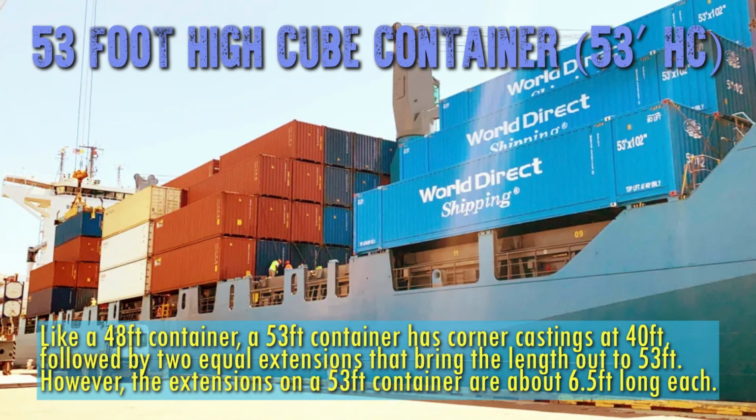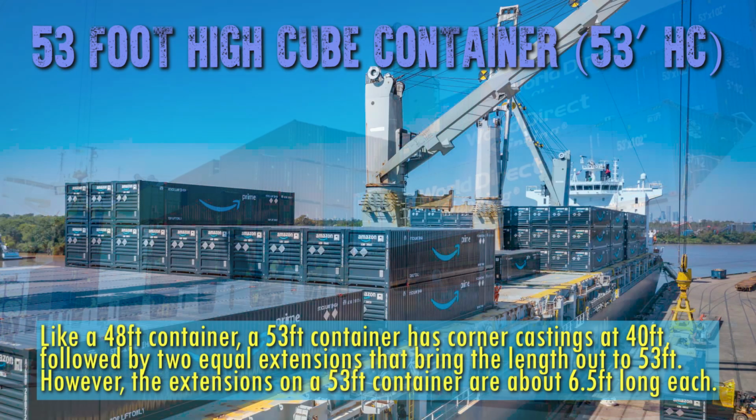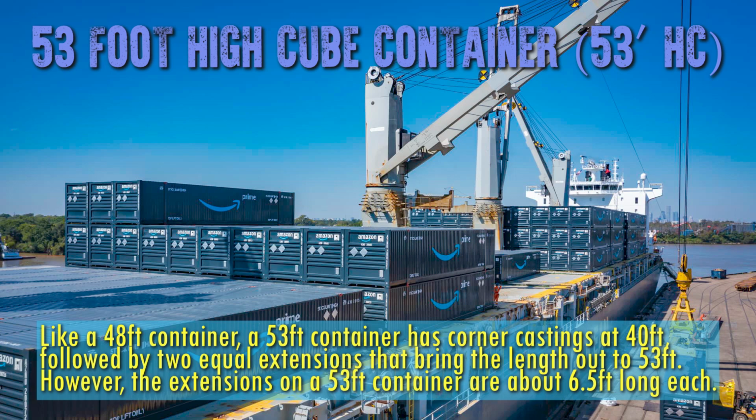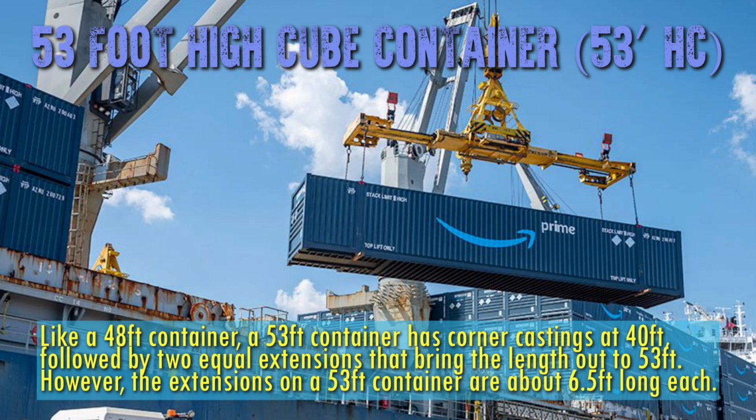Like a 48-foot container, a 53-foot container has corner castings at 40 feet, followed by two equal extensions that bring the length out to 53 feet. However, the extensions on a 53-foot container are about 6.5 feet long each.